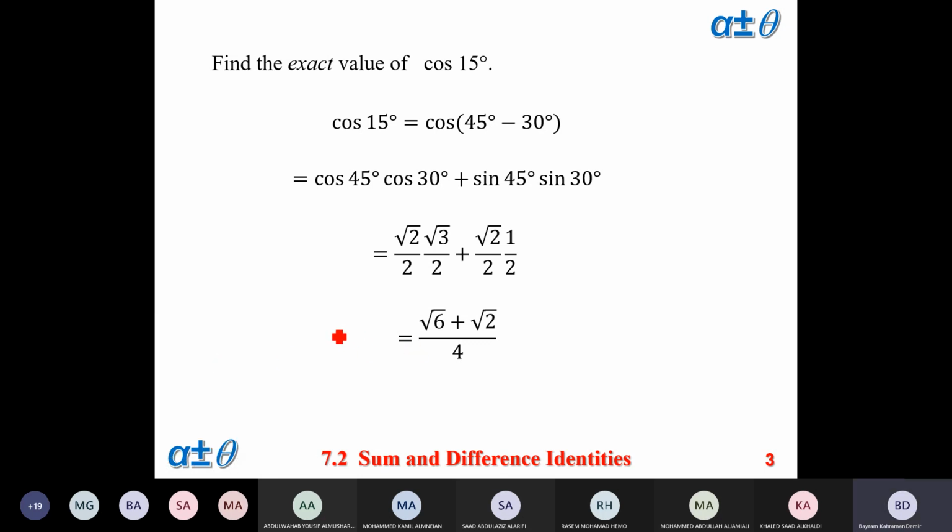So this is the cosine of 15 degrees. Of course, you're not supposed to memorize it, by the way. You're supposed to understand how to get it, right? How to calculate it.